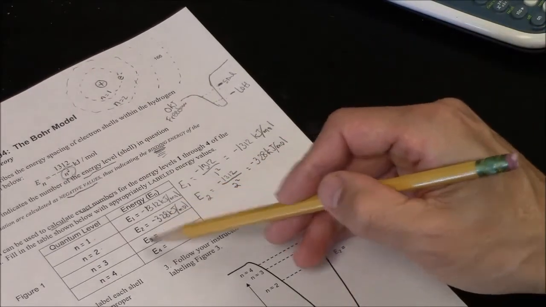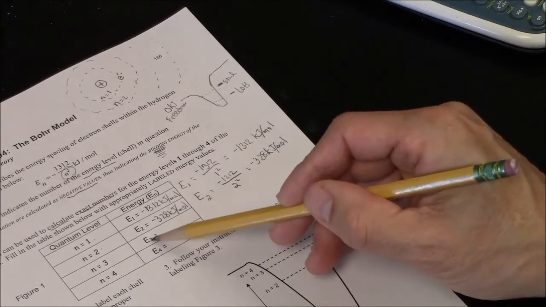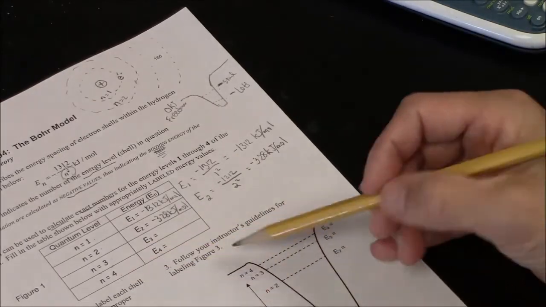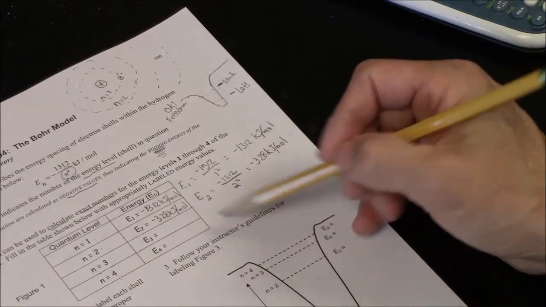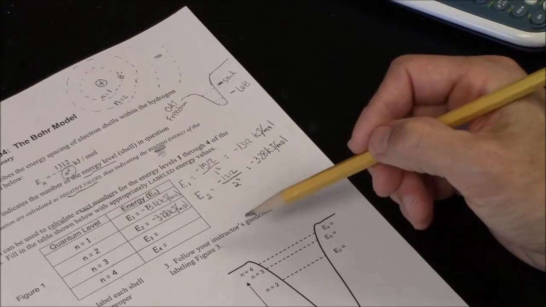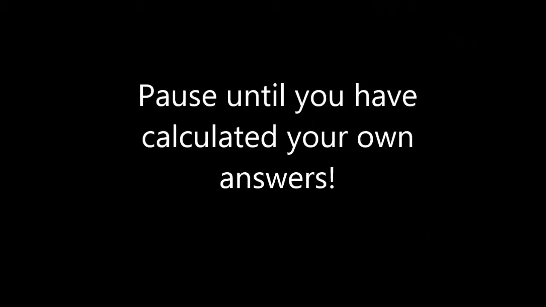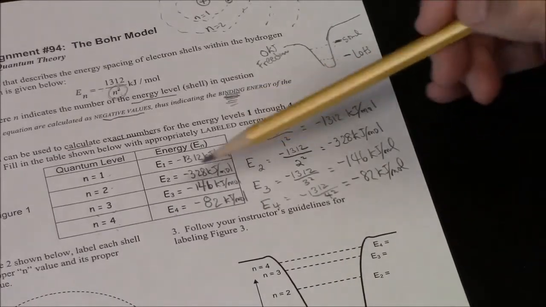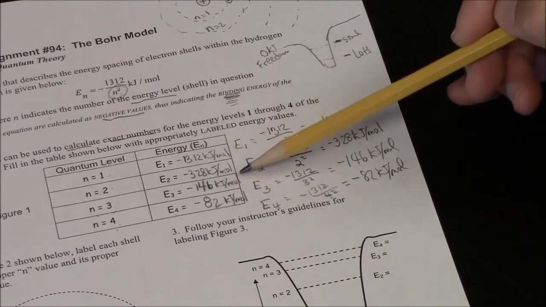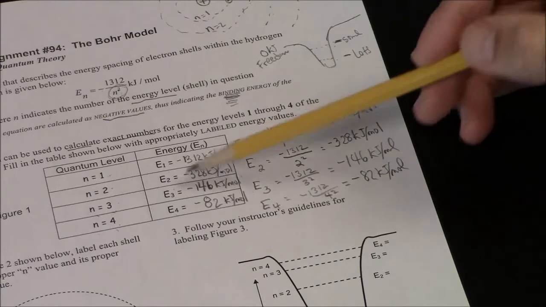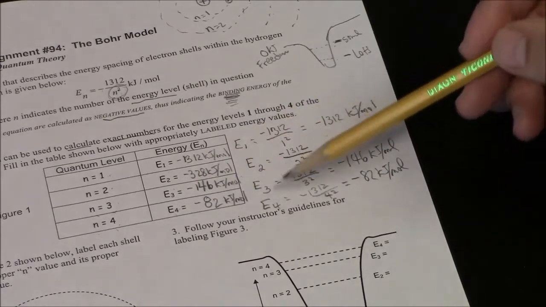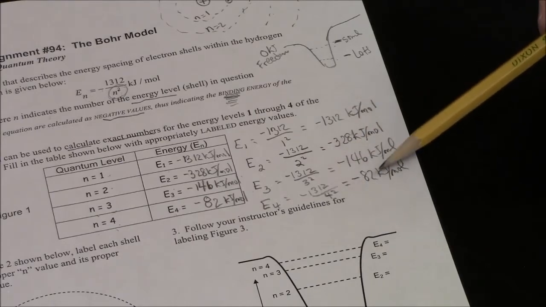I'll ask you to try to calculate values for E sub 3, that is the energy of the third quantum state, and the fourth quantum state. Pause the video, check when you've got an answer. Here are my values for energy of the third quantum state, negative 146 kJs per mole, and the fourth quantum state, negative 82 kilojoules per mole. Here's my mathematics I used to calculate those.